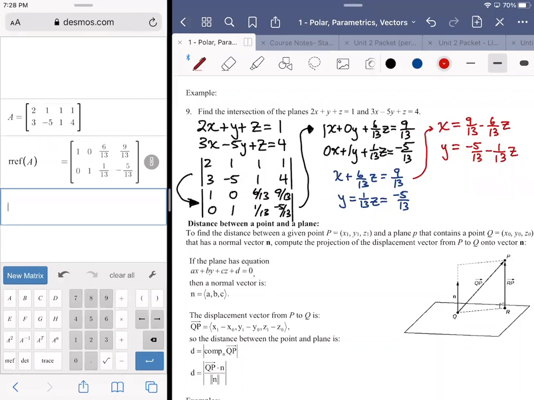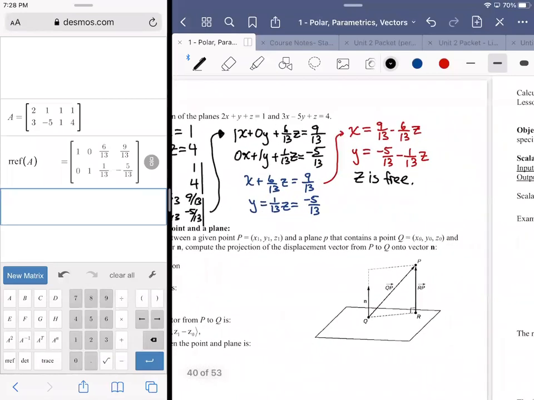So how we handle this is to say that z is what we call a free variable. It's a free variable, meaning it could be anything, because z is unaccounted for. That essentially means that x is equal to this, y is equal to that for all values of z, or for any value of z. So what I could do is let z equal whatever I want.